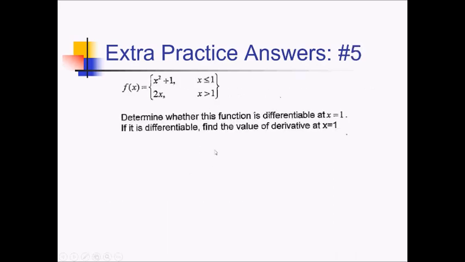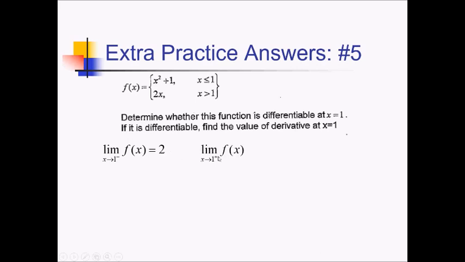On this problem, we're asked to determine if this piecewise function is differentiable at 1, and if it is, to find the value of the derivative at x equals 1. Okay, well, let's go ahead then and check for continuity first. So left side limit as x approaches 1, that's going to be using my less than 1 rule, so plugging 1 into x squared plus 1. So that's really 1 squared plus 1, which comes out to 2.